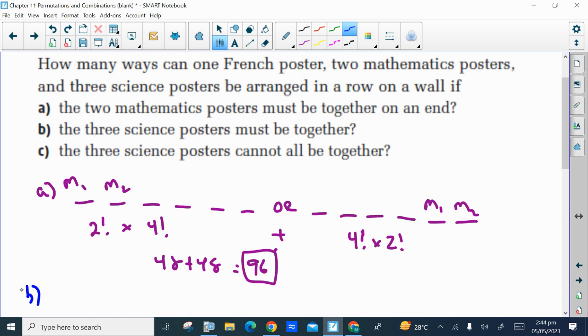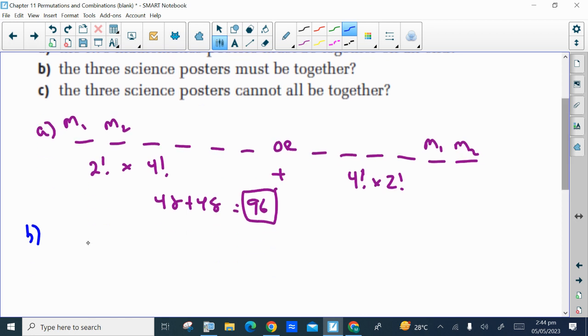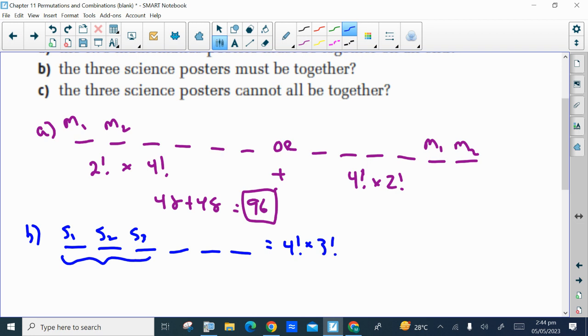What if the 3 science posters must be together? So remember, that means if one moves, the other must move with it. They count as one object to be arranged. So that one object plus the remaining 3 posters gives us 4 objects to arrange. They can be done in 4 factorial ways, but we also have to multiply by 3 factorial.